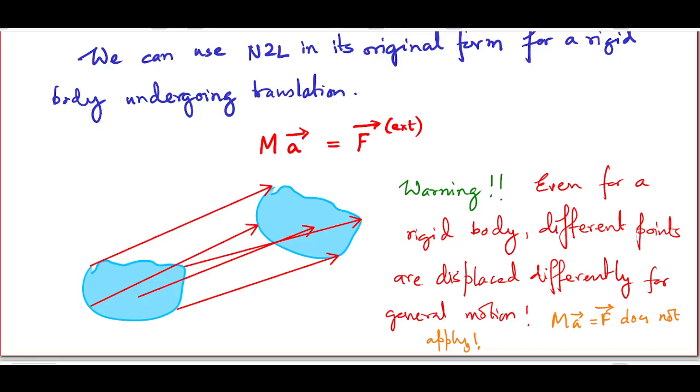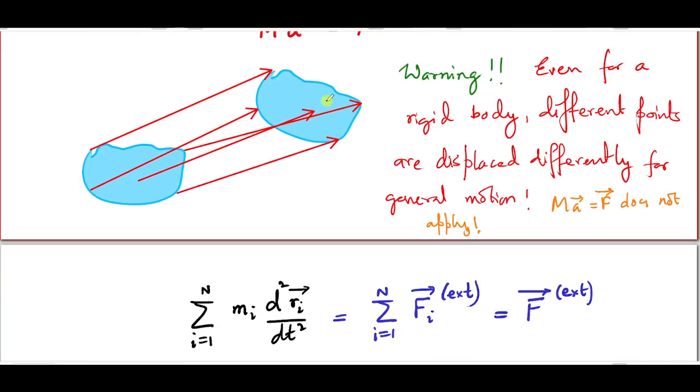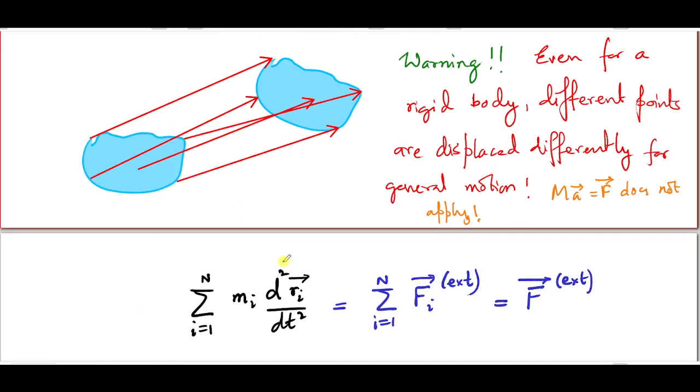Now it turns out that even in such much more general cases, we can still use an equation which is very much like this. But that equation has to be written down for a very special point in the system. To see how this comes about, let us fall back on our Newton's second law for a system of particles once again and try to rewrite this left-hand side in a rather special manner.